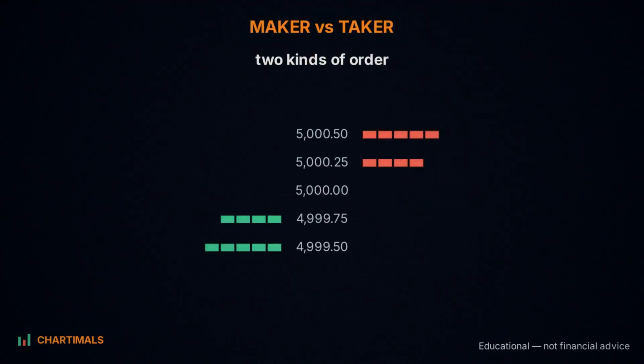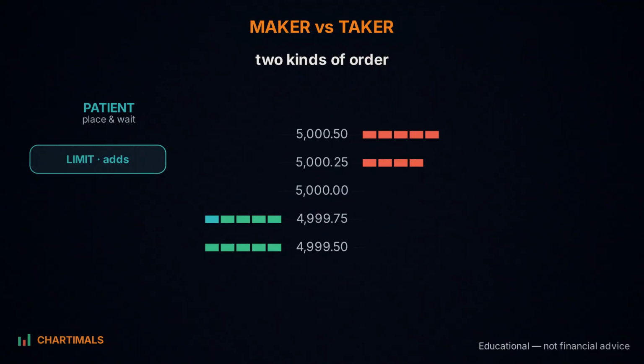Every order on this ladder is one of two kinds. The first is patient. You pick your price, you place your order, and you wait for someone to come to you. That's a limit order. It rests in the book and adds a stack to one side. The trader who does it is the maker. They are making liquidity, and they name the price on their own terms. Others come to them.